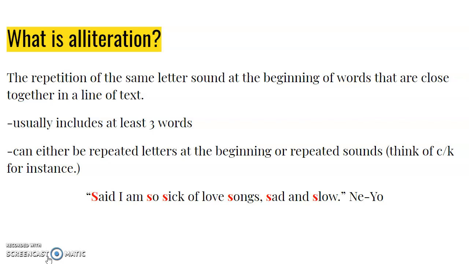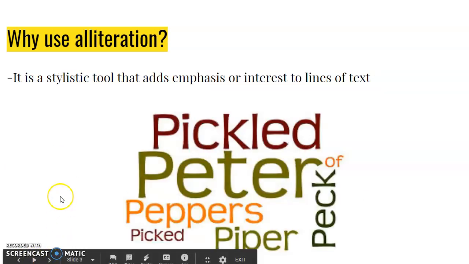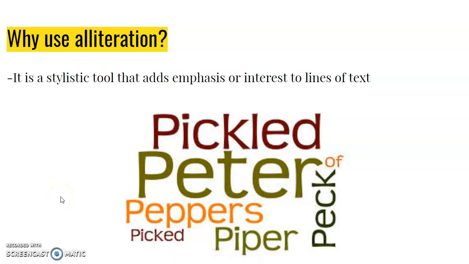Let's look at an example of a common type of alliteration using the same letter. "I'm so sick of love songs, sad and slow." That's Neo. And you can see we have all those repeated S's that make this alliteration. So why do authors use alliteration? It's really a stylistic tool, and it's just adding emphasis or interest to lines of text.